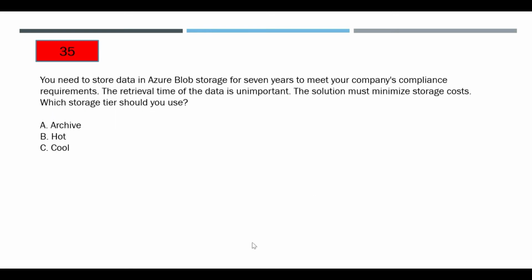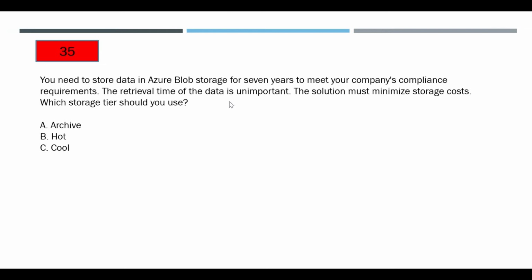Let's look at this question. Here the question is talking about storage for 7 years, and they say that the retrieval time of the data is not important. So even if it takes 5 hours, or 2 hours, or 10 minutes, or 10 hours, they don't care. The retrieval time of the data is not important. So in this case, it is clearly a good proposition for archive data storage.